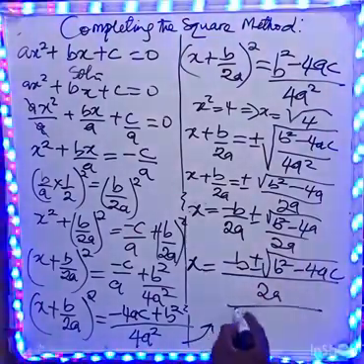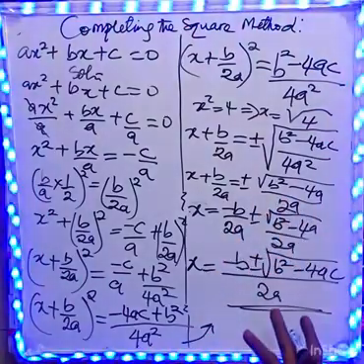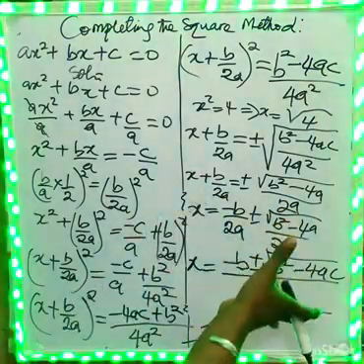This is our final answer. This is what they call the almighty formula. So actually, completing the square gives back the almighty formula that we know.